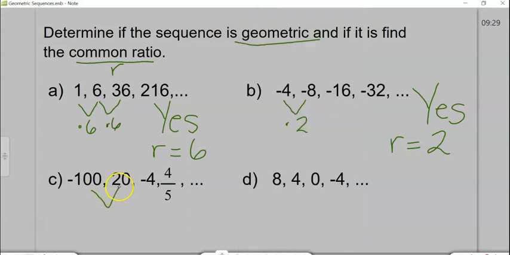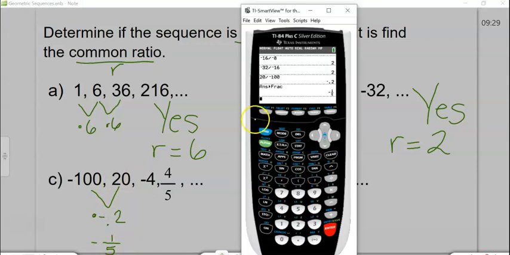So I'm going to say that we have multiplied by negative 0.2 or negative 1/5, however you want to say that. And so now I'm going to test the next one. I'm going to go to the third term, and I'm going to say negative 4 divided by the term before it. Well, the term before it was 20. I get negative 0.2 again, which if I don't like, remember I can hit math, enter, and I get negative 1/5. So I multiplied by the same thing. And so I'm going to try this last one.